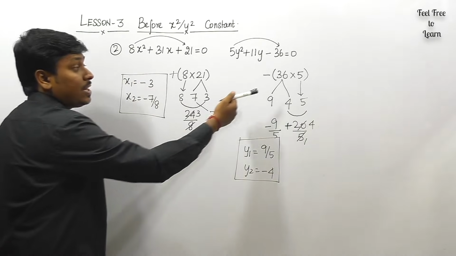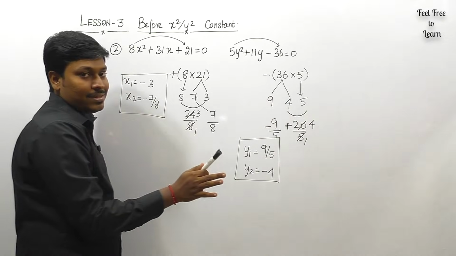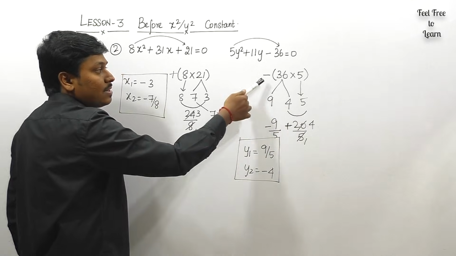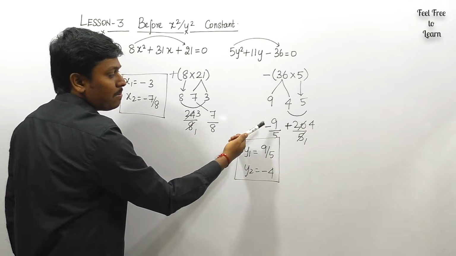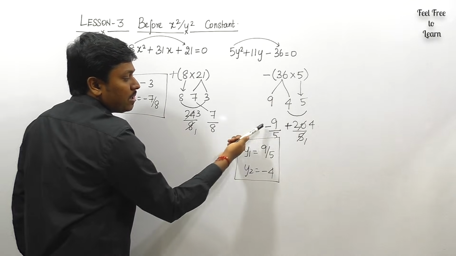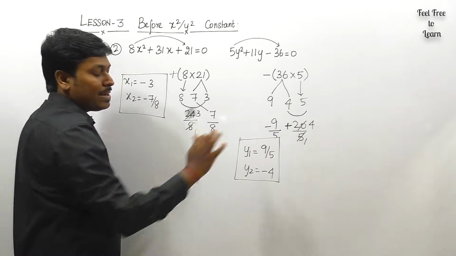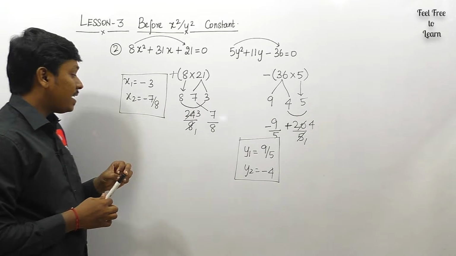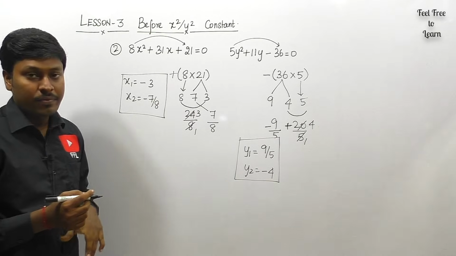So friends, listen carefully. I have split this 36 as 9 into 4, and here keep the number 5 as it is. Our target is to bring plus 11, but when we multiply both the factors, the resultant should be in terms of minus. So I have just kept as minus 20 and minus 9. So when we multiply both the numbers, the resultant will be minus. When we add both the numbers, the resultant will be plus 11. But for the final answer, we need to divide this by 5. So friends, finally we got the factors minus 3, minus 7 by 8, 9 by 5 and minus 4.